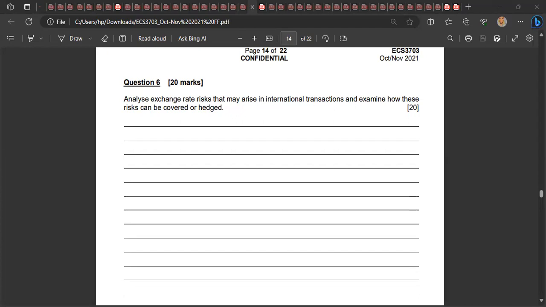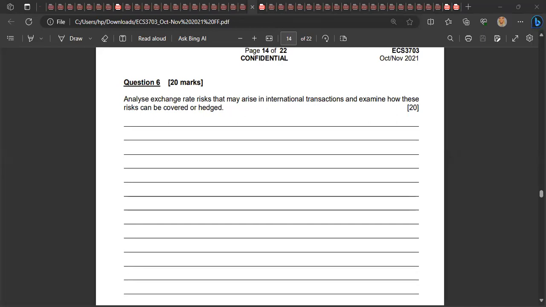So do check the notes regarding exchange rate risk. Those are the three. And then what strategies could you come up with to cover those? They're saying examine how these risks can be covered or hedged, right? In terms of hedging, we are talking about how you can cover yourself against that. We dealt with those in the notes.